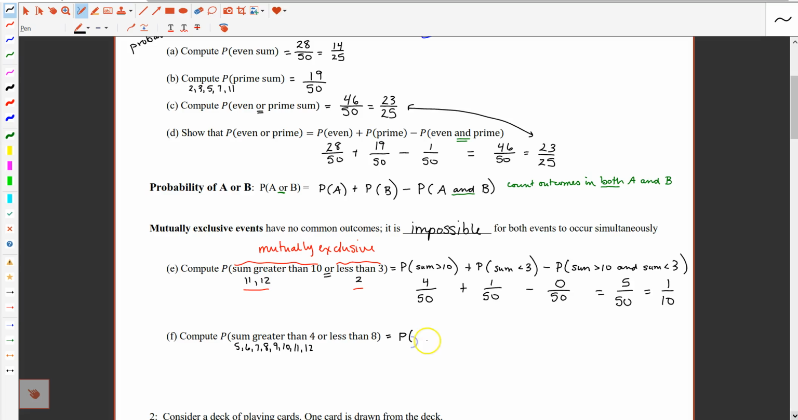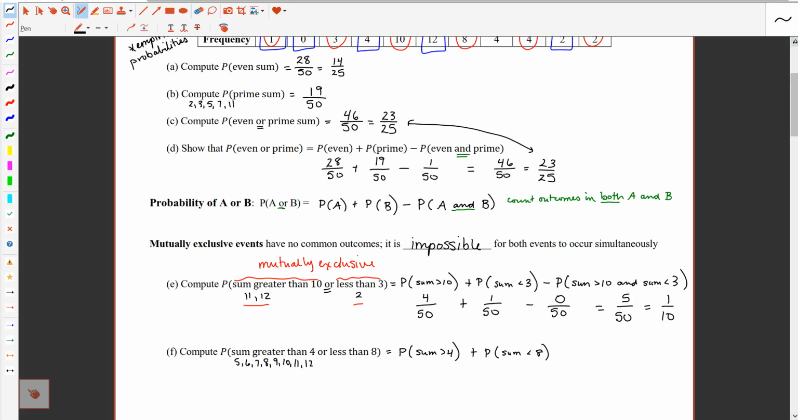So let's maybe just find the probability of that. The sum is greater than 4. And then separately, we'll worry about this second one, the sum being less than 8. And we'll try to pull all this together. Okay, so we're just going to break this down a little bit. So the sum being greater than 4.